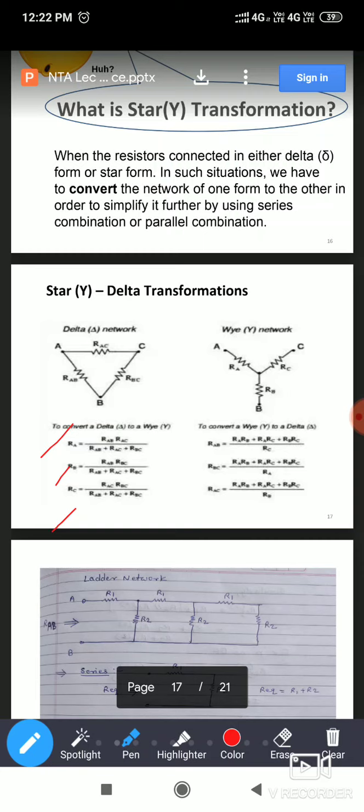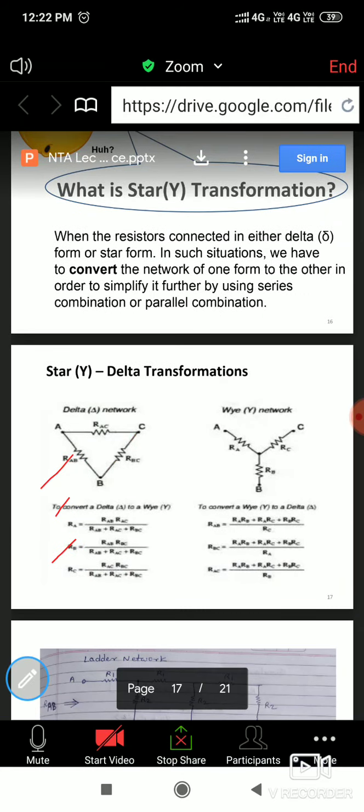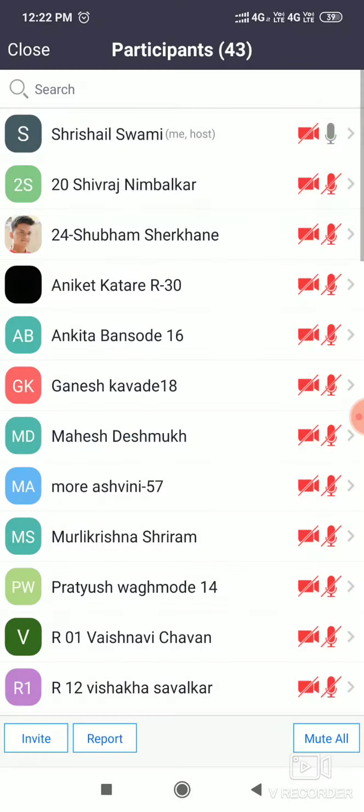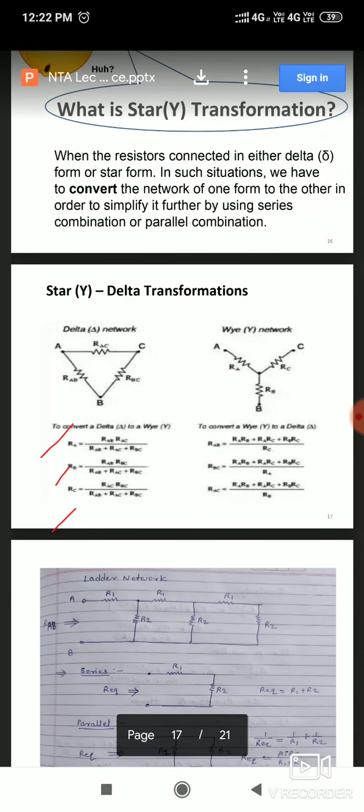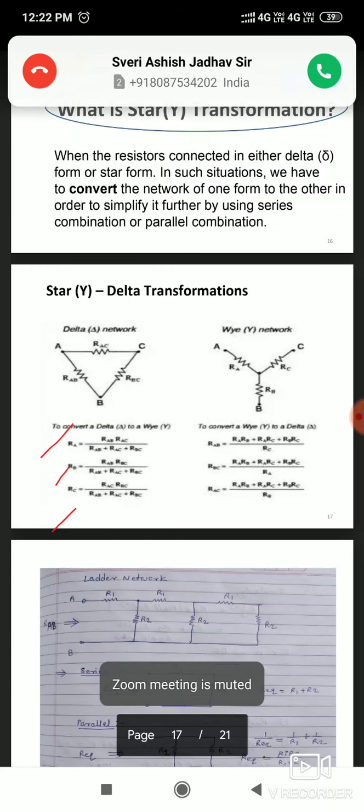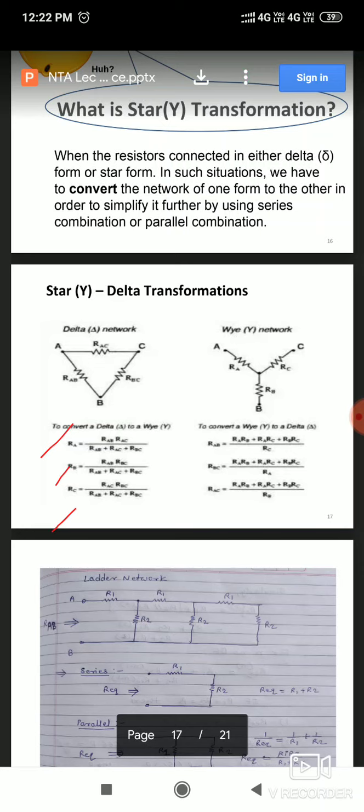Okay, similarly RC is equal to RAC into RBC divided by RAB plus RAC plus RBC. So here you have to observe the circuit carefully, note down the points carefully, and after that use the formula carefully and find the answer properly.